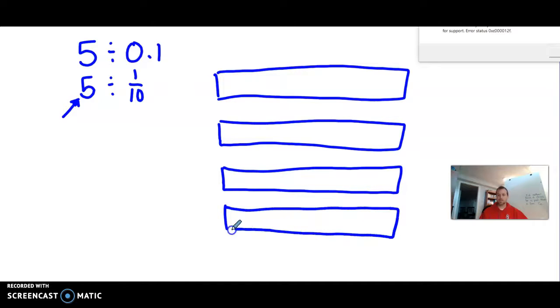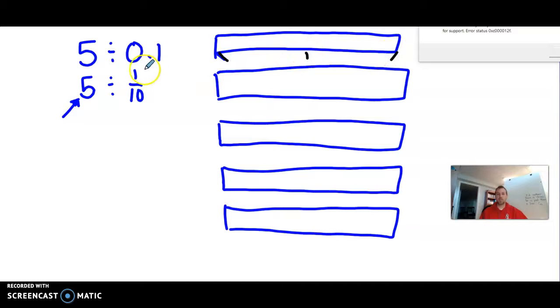Okay, there's 1, 2, 3, 4. We're going to put another one in, up here. I'm going to label these, with a different color, 1 whole. And we need to break it up into 10 parts, 10 pieces. So in order to do that, I'm going to break it up with 9 lines: 1, 2, 3, 4, 5, 6, 7, 8, 9. And I'm going to do that for every single one of these.